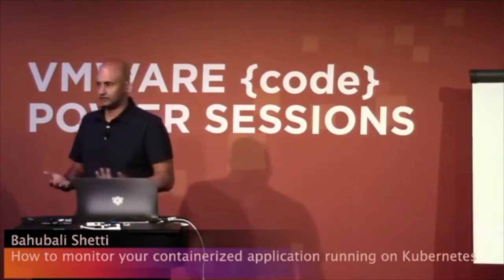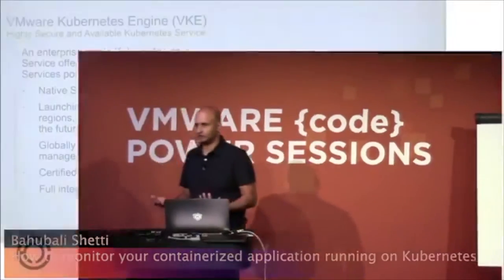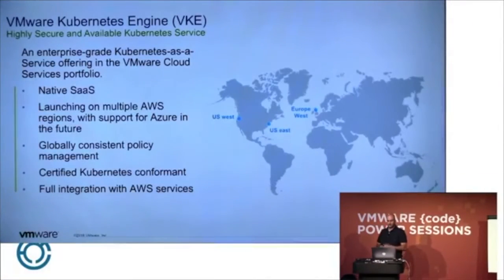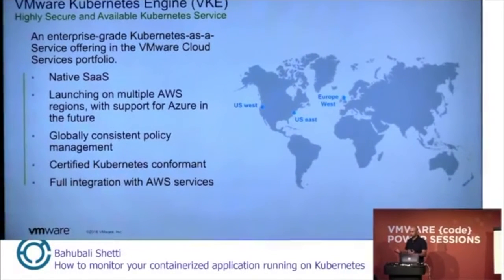VKE is VMware's managed Kubernetes service. It's a SaaS-based service. Log in, get some credentials, put your credit card in, and start creating clusters. That's simple. The interesting thing here is that it does run on Amazon, so it will bring up a single tenant in Amazon under our accounts, and you get charged for that. But otherwise, you don't pretty much have to do anything. So it's very simple to use.